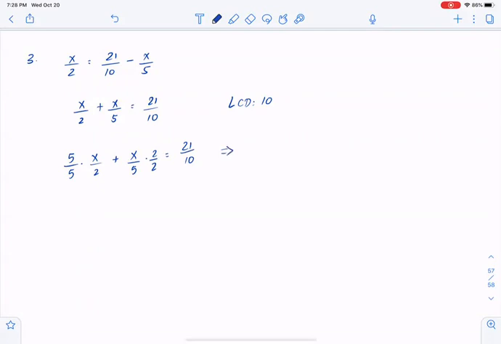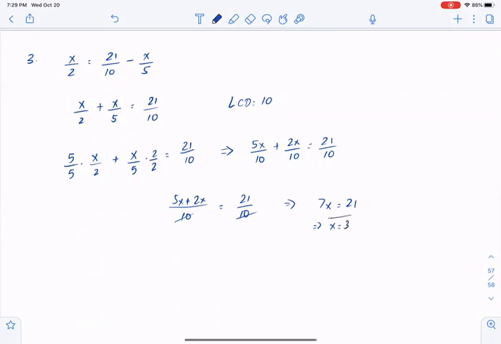This would mean 5x over 10 plus 2x over 10 would be equal to 21 over 10. Since I have a common denominator, I can add the numerators. 5x plus 2x over 10 equals 21 over 10. The 10s will get cancelled. 7x would be equal to 21, which would mean x is 21 over 7, you get 3.